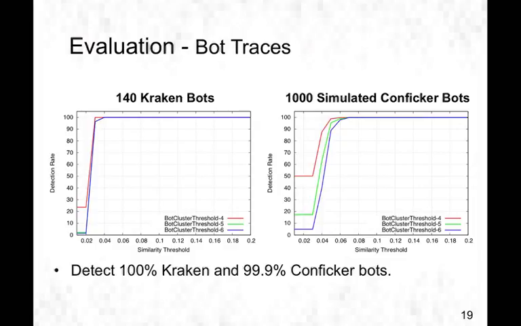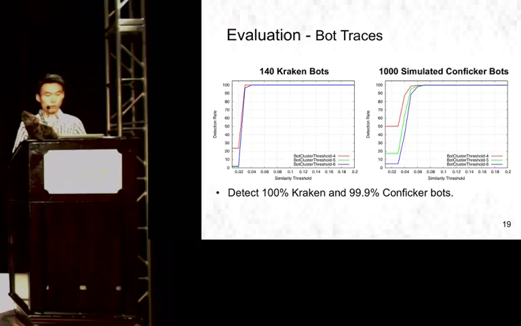The takeaway message from here is our BotDigger can detect 100% of Kraken and more than 99% of configured bots. So I understand that these 2 botnets are very old. They have been out there for more than 10 years. So I will show some more recent results for other botnets in the later discussion section.